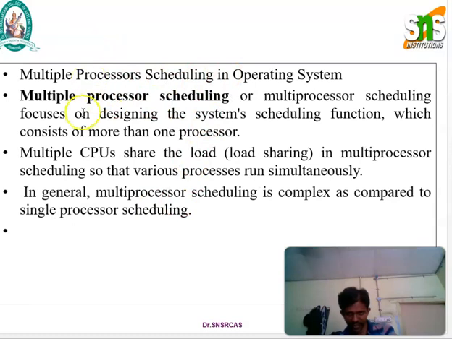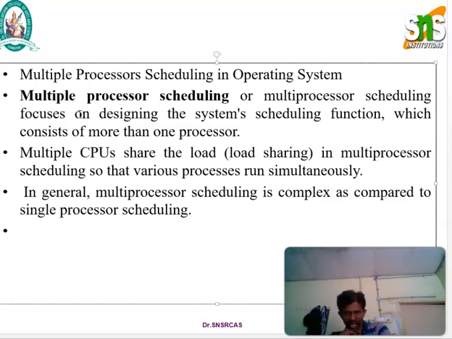Yes, next one we are going to see multi-processor scheduling in operating system. So first, what is meant by multiple processor scheduling? Here, if you are using more than one processor, it can be defined as multiple processor scheduling. It is also called multi-processor scheduling.